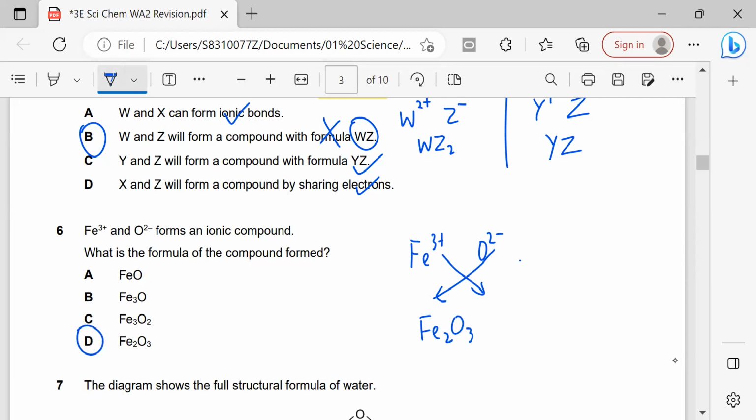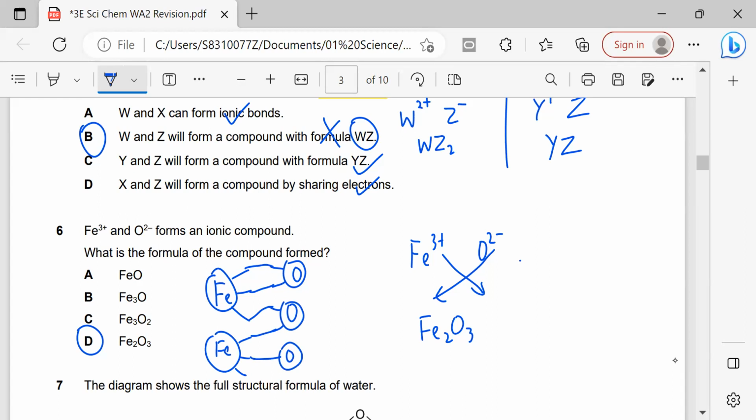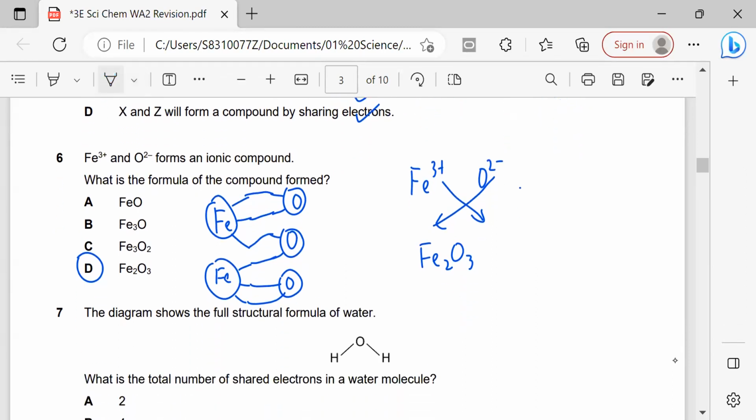Now, the other method that I shared was the hands method. So Fe3+ will have 3 hands, O2- would have 2 hands, and you have to join the hands together. Okay, and this is something that we will have. So you can see that altogether you need quite a number of ions. You will need 2 Fe ions as well as 3 of the oxygen ions. And that means that our formula will be Fe2O3. So option D is the answer.